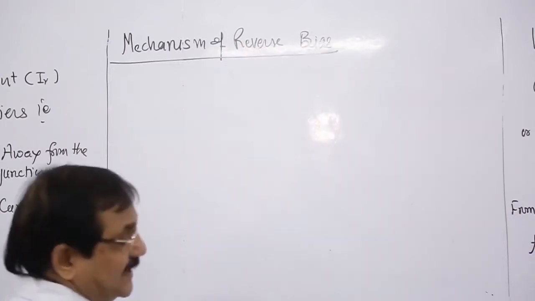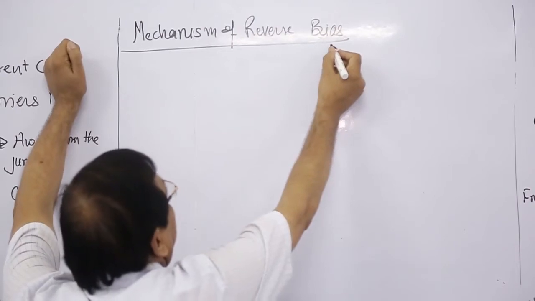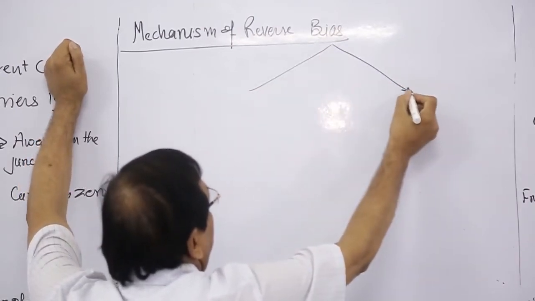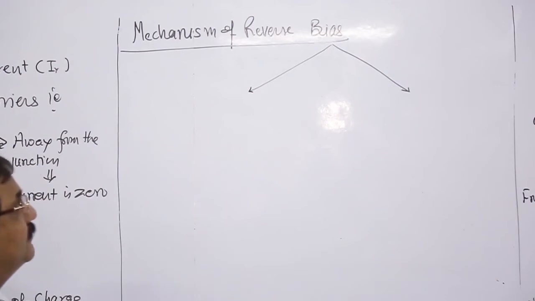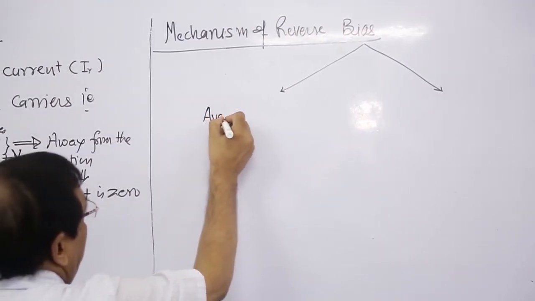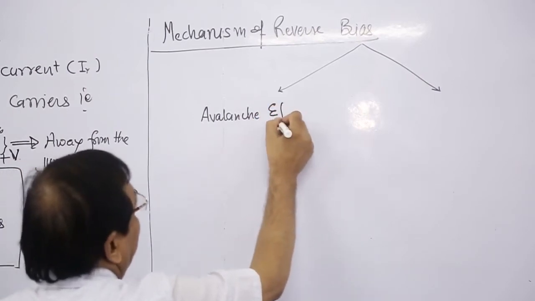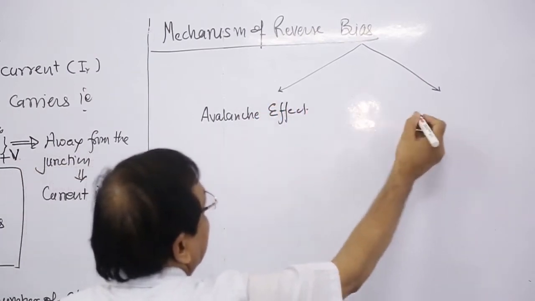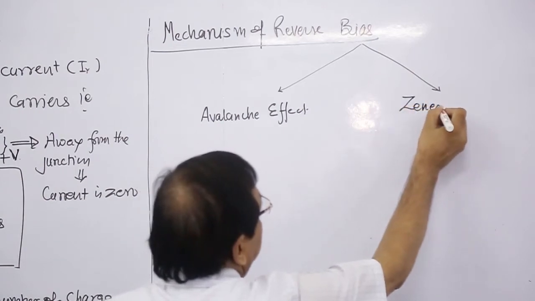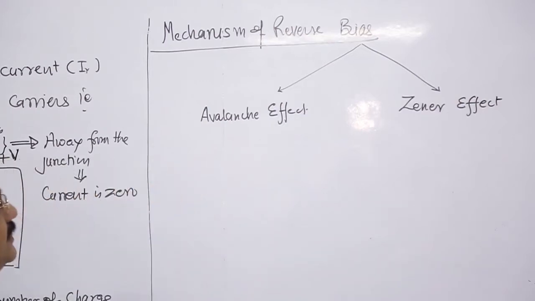Mechanism of reverse bias. The mechanism of reverse bias is explained with two fundamental concepts. First is the avalanche effect, and second one is the Zener effect.